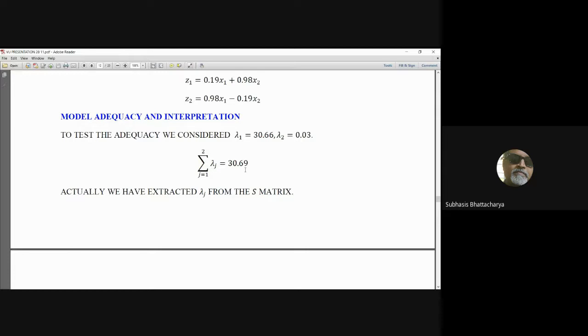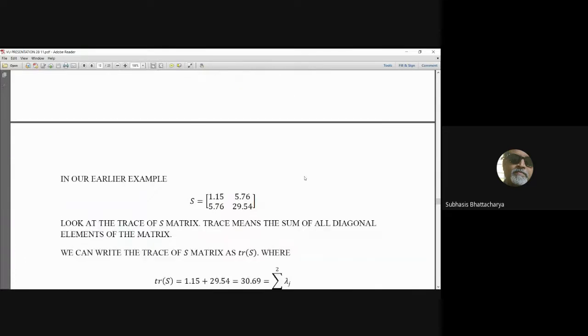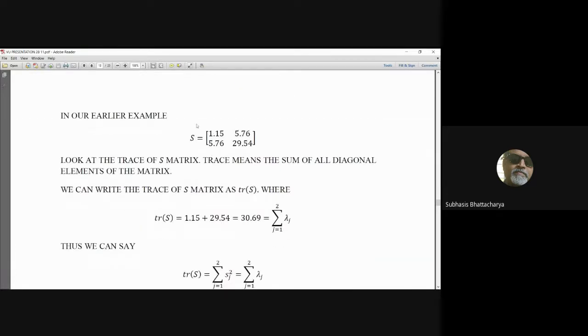And now look at the beauty. What is the beauty? Look at the trace of this matrix. Trace means the summation of the diagonals. That means 1.15 and 29.54, and that is 30.69, the summation of lambda. This is the process by which the principal component is working.